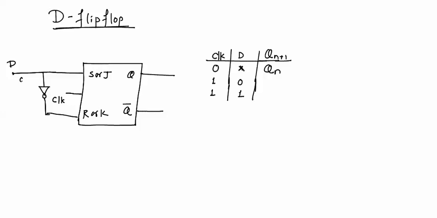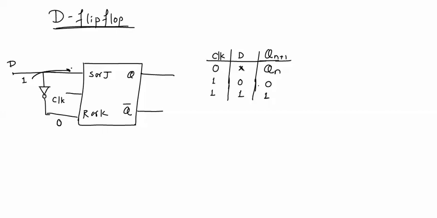If D is 0, then this input will be 1. Consider this as SR flip-flop. For SR flip-flop, one input is 0, other input is 1. For 0 1 input, SR flip-flop generates 0 at the output. Now consider the next case. If D equal to 1, then this 1 will go directly here and its inverted form, that is logic 0, will go to R input. If S input is 1, R input is 0, then this flip-flop will generate logic 1 at the output. So this is the truth table for D flip-flop.